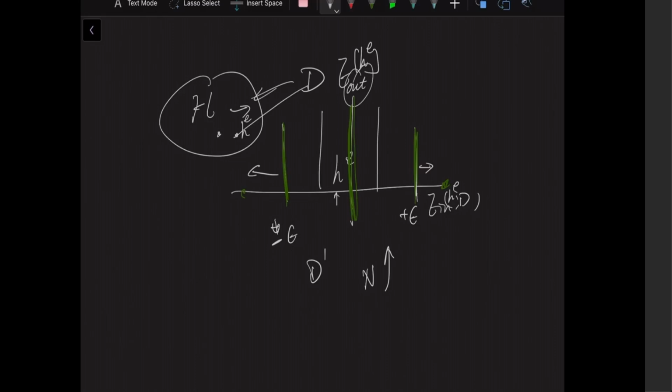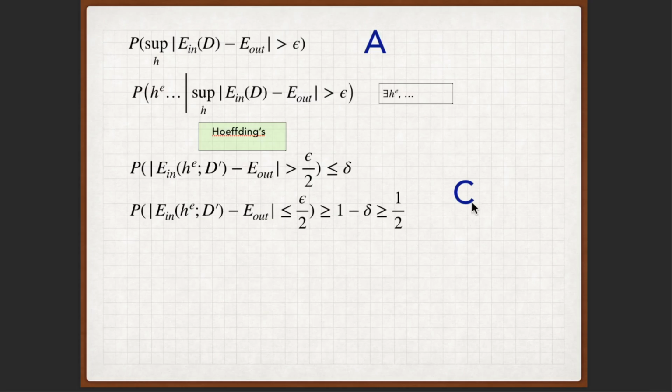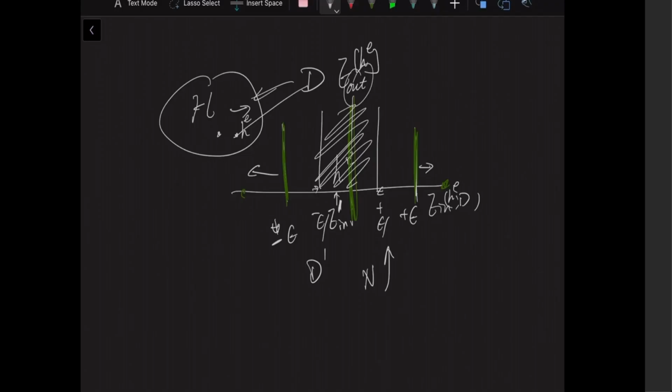so that the in-sample error evaluated on D prime, let's call that E in prime, is within this positive negative half epsilon here. Okay. Let's call this event some C. And from this illustration, it's not difficult to figure out what we want to talk about.